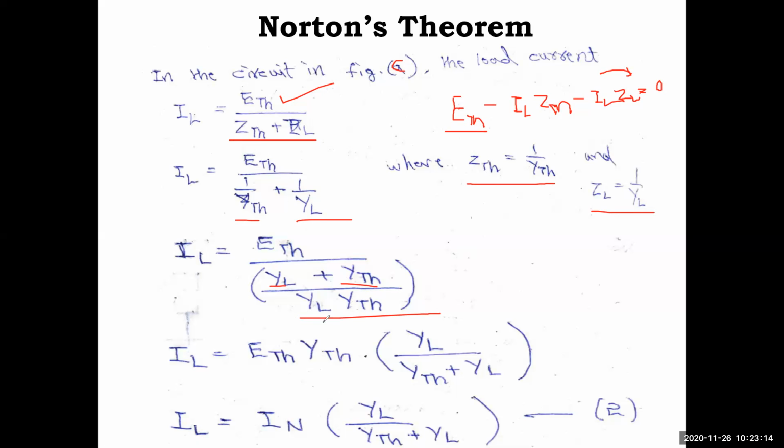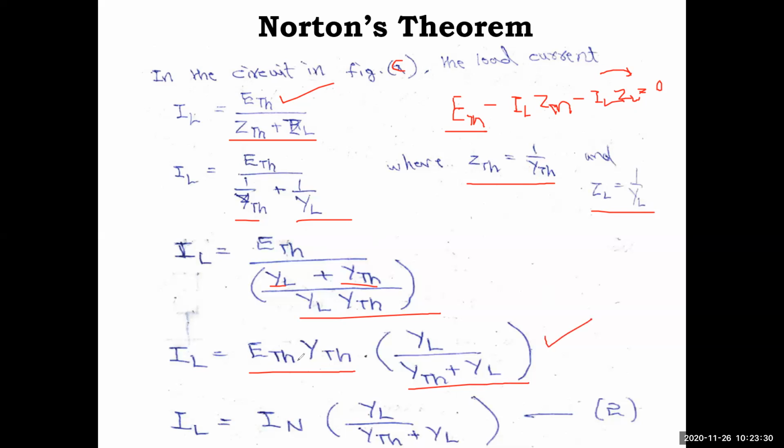So what will happen? I will take this YTH in the numerator. So ETH into YTH. Also YL will come in the numerator, but that I will separate and write it: YL by YTH plus YL. This is the form in which I will write the equation now.